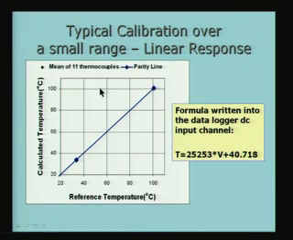So, what I have done is I have taken actual data which was gathered in the laboratory. So, typical calibration over a small range assuming linear response. In fact, we found that the linear response is pretty good, and we are talking about room temperature to about 100 degrees, that is the range maybe a little more than 100 degrees. So, I have just shown 2 points corresponding to a low value and a high value.